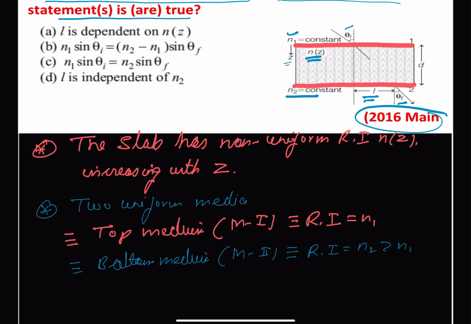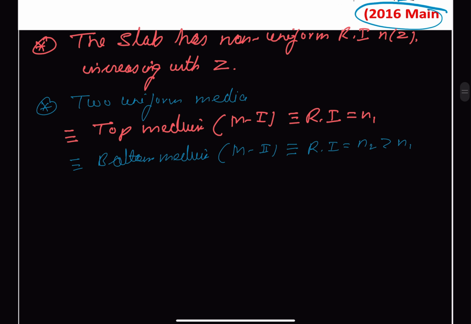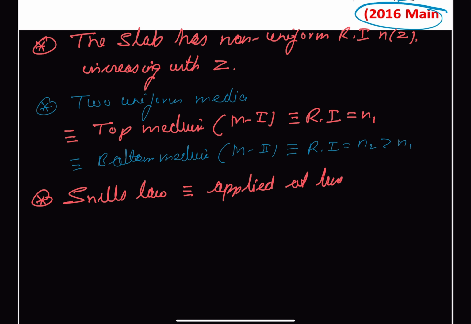The first thing we are going to check is which of these options is the correct one. The easiest way to identify it is with respect to Snell's law, so let's start with Snell's law. We can apply it at the two boundaries, where the ray enters medium 1 and exits medium 2.